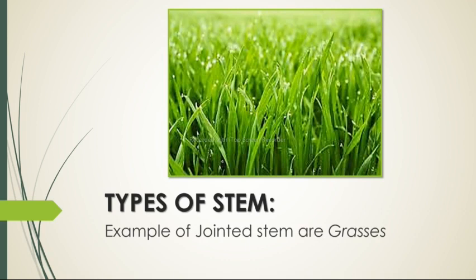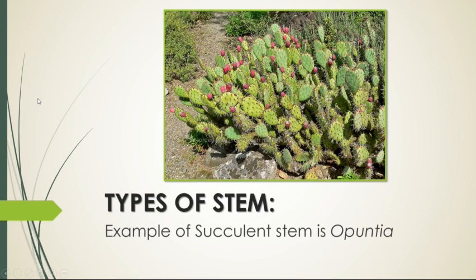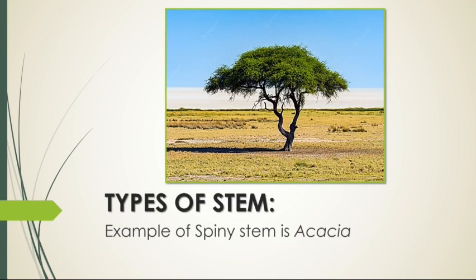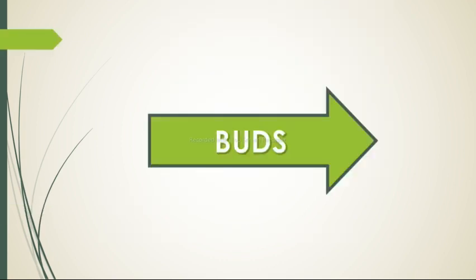Types of stem include the example of the jointed stem, which are grasses, as shown in the figure. Types of stem include the example of succulent stem, which is Opuntia, as shown in the figure. Types of stem include the example of spiny stem, which is Acacia, as shown in the figure. So next I am going to discuss the buds.